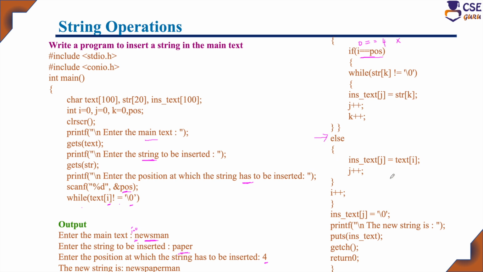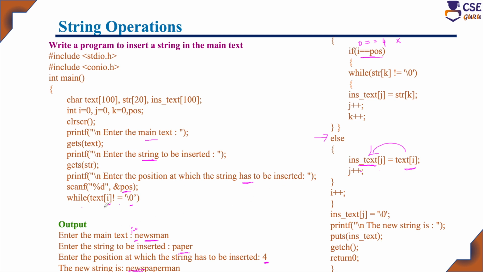So it will go to the else part, and text of i will be copied to insert text of j. Insert text of j is the new variable we are going to copy the string into. So text of i, which is n, will be copied to the new text. Likewise, up to this fourth position, that is n, e, w, s, 4 characters will be copied to insert text. 4 times this if condition will fail.